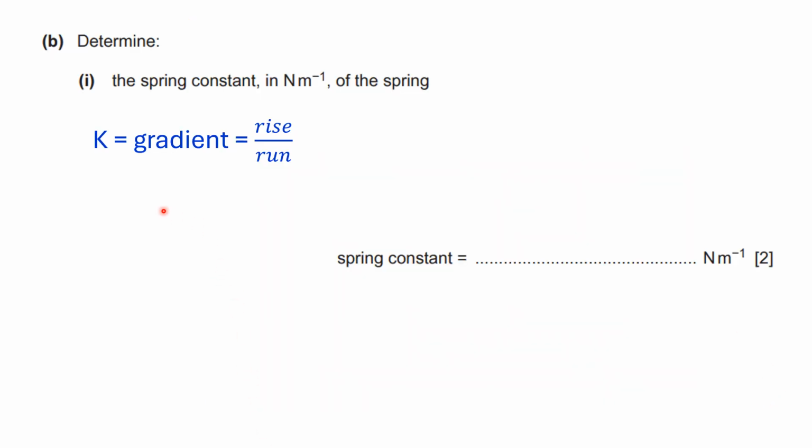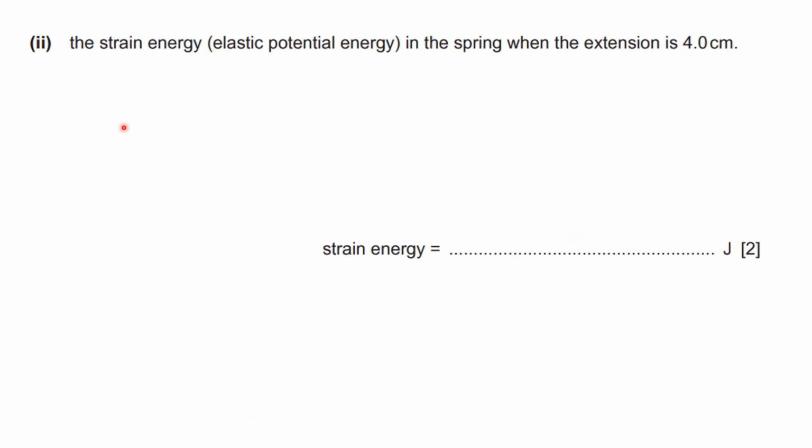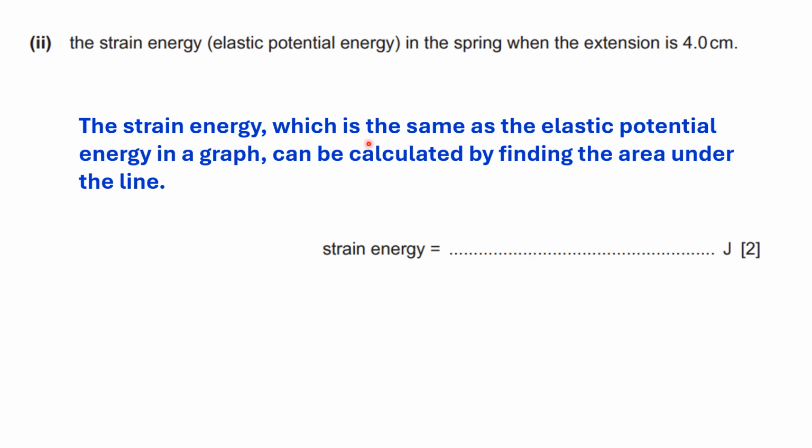Back to the expression, our rise is 7 newtons over the run of 0.05 meter. So the result is 140 newtons per meter. The next question is asking for the strain energy, or the elastic potential energy, in the spring when the extension is 4 centimeters. The strain energy can be calculated by finding the area under the line.